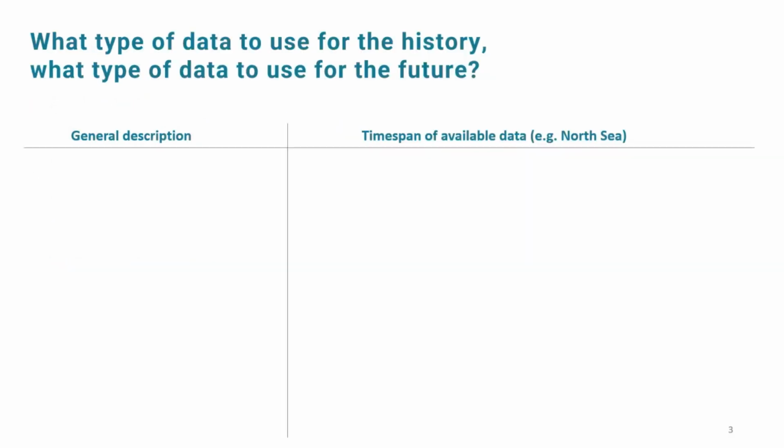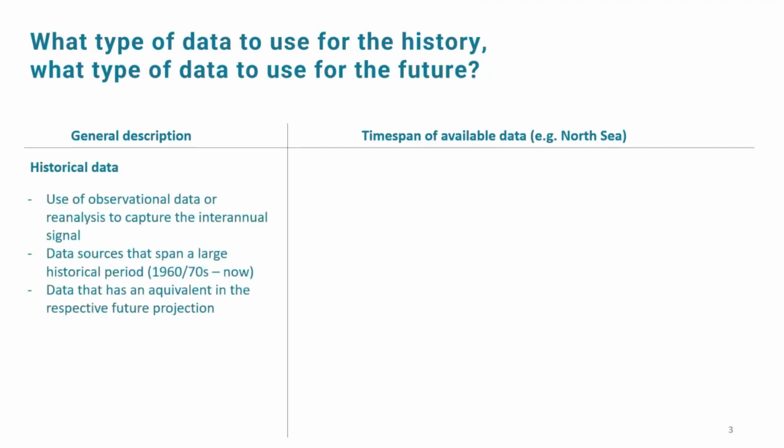So what type of data you might have. For your historical data, you have picked your observational data or reanalysis data set that captures the internal signal very well. You have a very good data set that spans a large historical period, maybe from the 60s up until now. And this data set also has an equivalent in the respective future projection.